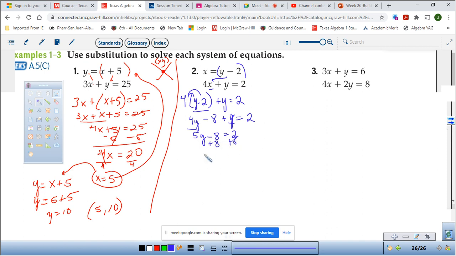Add 8, add 8. I'll go with 5y is equal to 10. Easy does it. I'll divide now by a 5. And I have y is equal to 2.